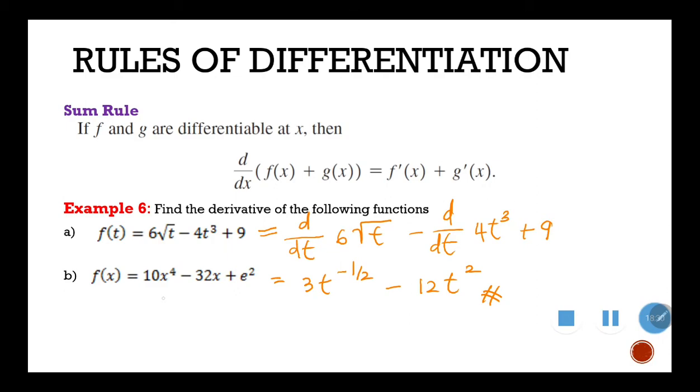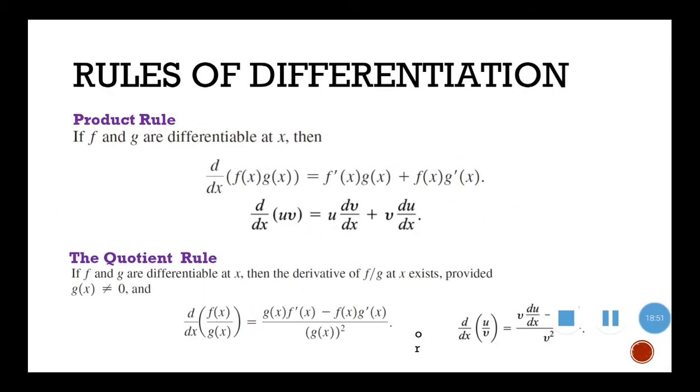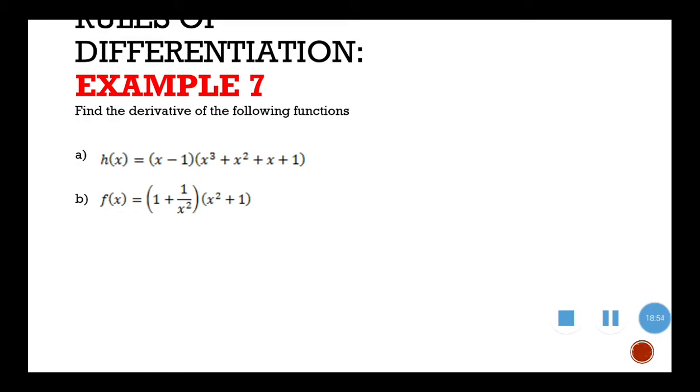Okay, for this one here, again we differentiate it one by one. So f prime x should be 4tx cube minus 32. Okay, so now let's look at example 7. So we try to solve a here.